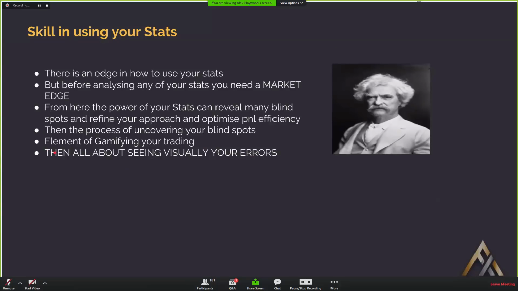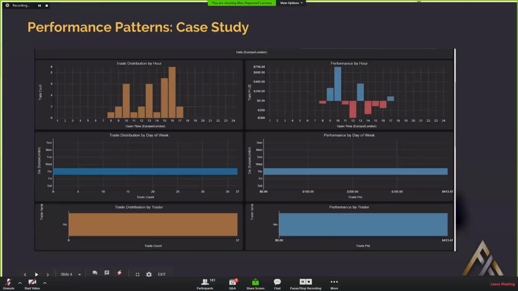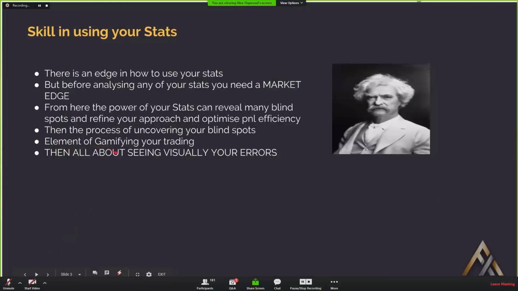And what a lot of our traders have spoken about on the floor is it's also helped them gamify their trading. Sometimes when you look at the calendar, you're seeing a couple of green days, or you're looking at your performance per hour or your trade distribution. It also gamifies your experience around your edge. And I think it's pure human psychology. We like to play, we like to see games, and this has really helped how a lot of the traders have been using the platform. And as I mentioned, it's all about seeing visually your errors.